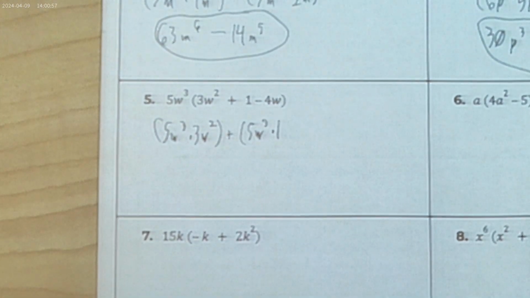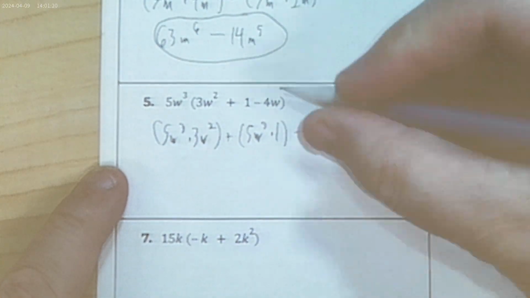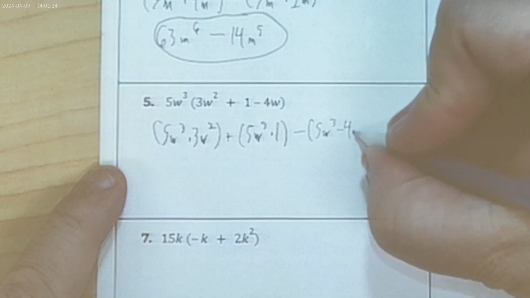Just like when I was suggesting with you all how to do the quotient rule, write it down. Always write it down. Write it down to keep track of what you're doing. Write it down to keep track of your thoughts. You can always simplify it later, but get it down first and then simplify it afterwards. And then minus 5w to the third minus 4w.